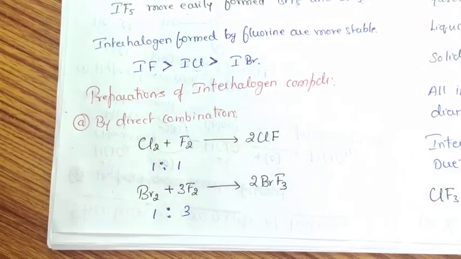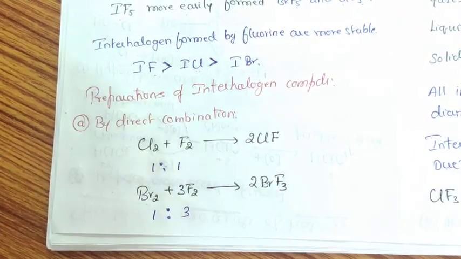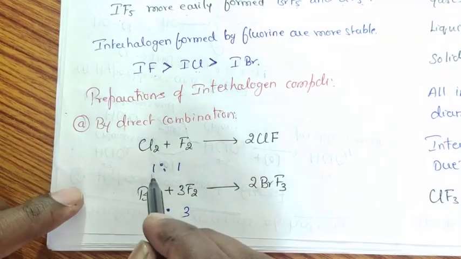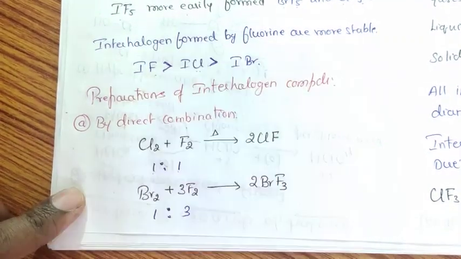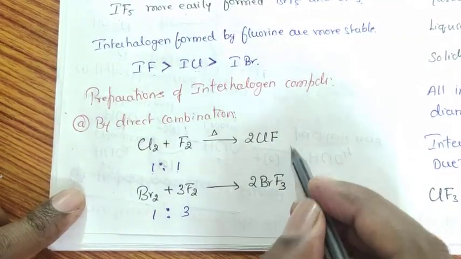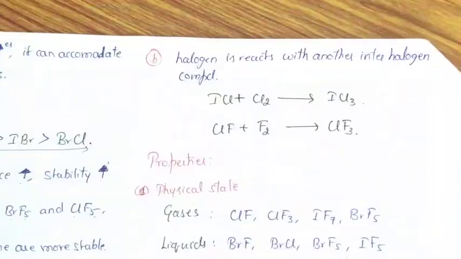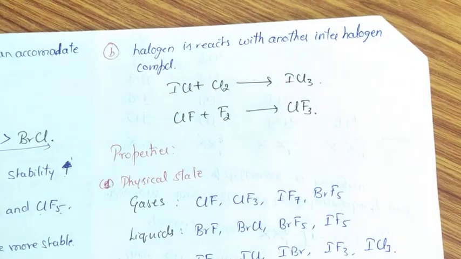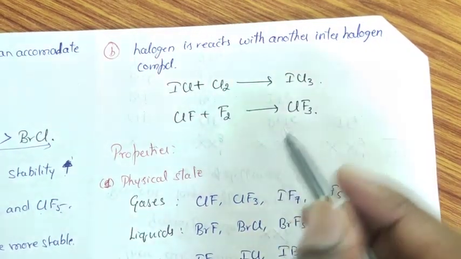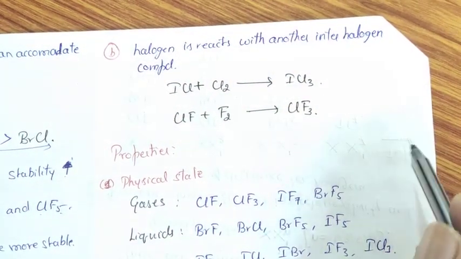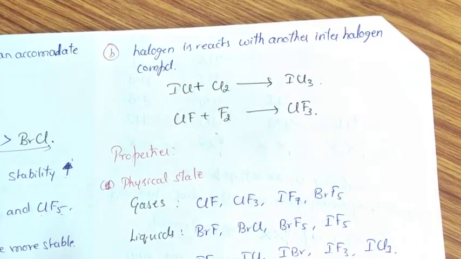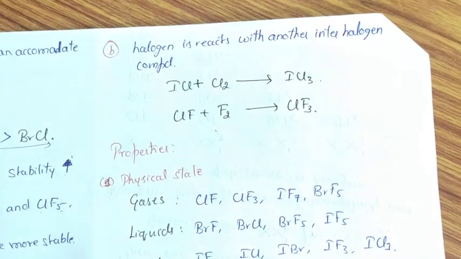Coming to the preparation of interhalogen compounds by direct combination. When a 1:1 mixture of chlorine is heated with fluorine, we get this compound, or 1:3, we get this compound. A halogen reacts with another interhalogen compound to form new interhalogen compounds. For that, these are the two examples.